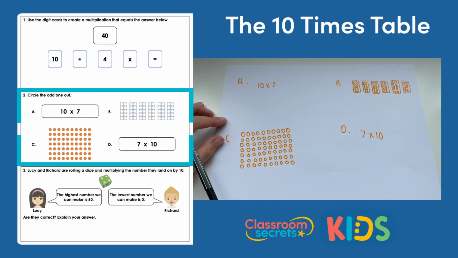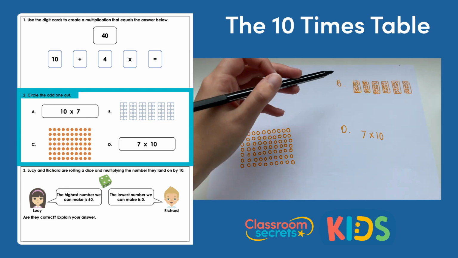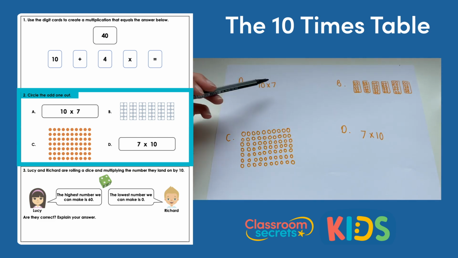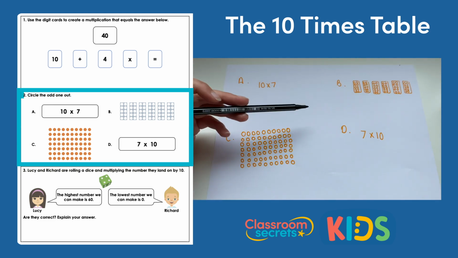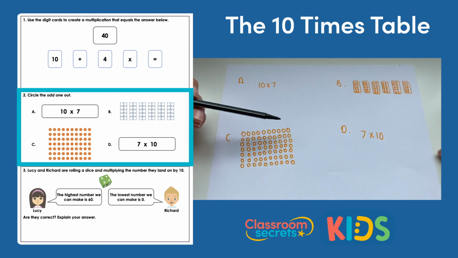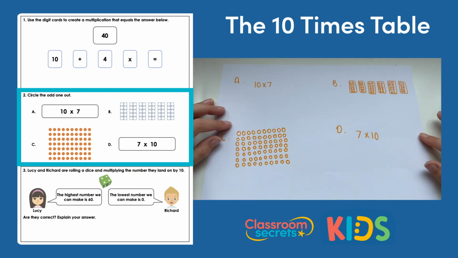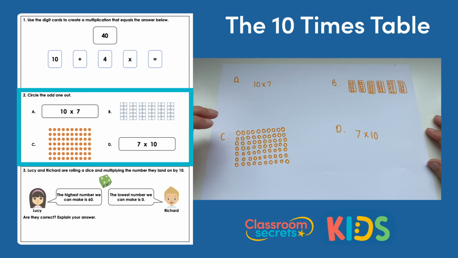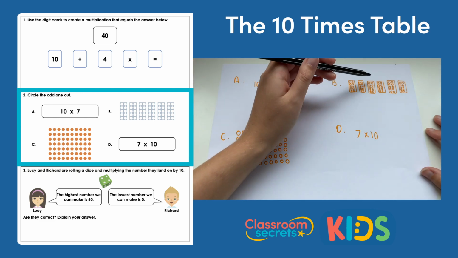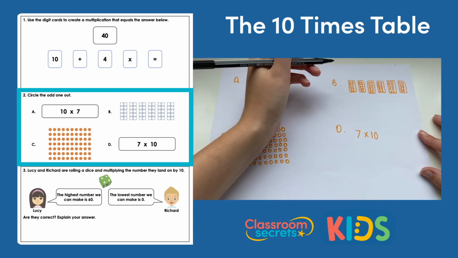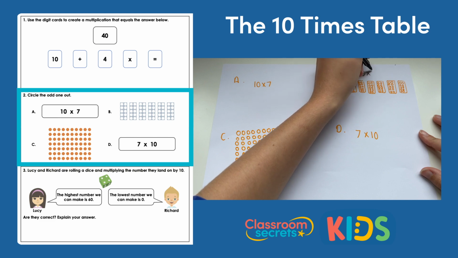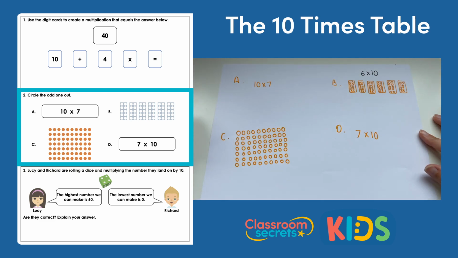Question 2. Circle the odd one out. So we need to find out what calculations B and C are representing, as A and D are already written out for us. So let's start with B and let's count the groups. I can see that we've got number pieces here and each number piece shows 10. So there are 1, 2, 3, 4, 5, 6 groups of 10. 6 groups with 10 in each group. So we've got 6 times 10, or 6 multiplied by 10.